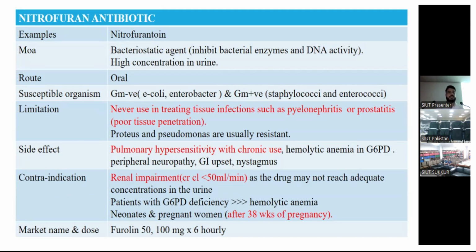And these should never be used in treating infections such as pyelonephritis or prostatitis because of poor tissue penetration. The major side effects include pulmonary fibrosis and hemolytic anemia. These are contraindicated in renal impairment, in patients in whom creatinine clearance is less than 50 ml per minute. And these should not be given in the third trimester of pregnancy because they cause hemolytic anemia in the fetus. The dose is 50 or 100 mg 6 hourly.